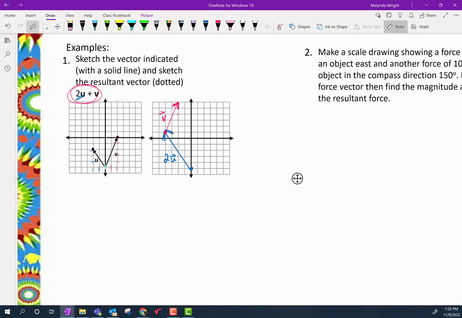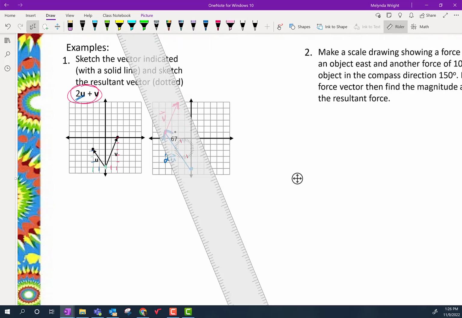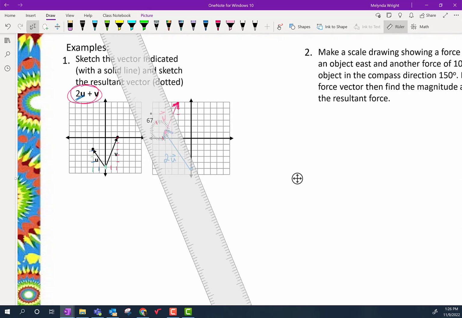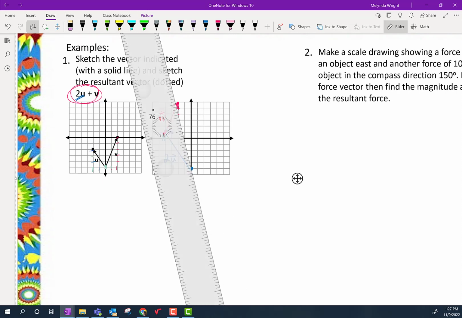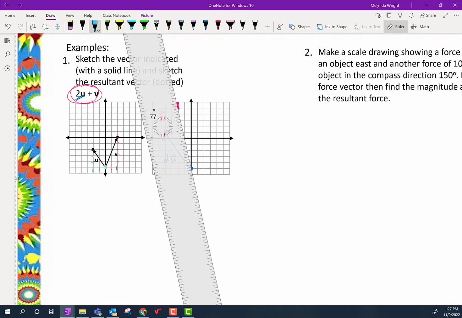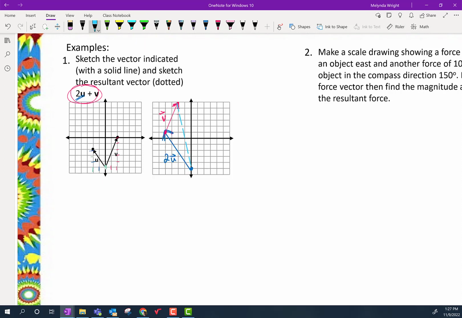So let's connect this together. That's called our resultant, and it's in that direction. And the name of our resultant vector is 2u plus v. So we're just labeling our diagram. So that's physically sketching it.